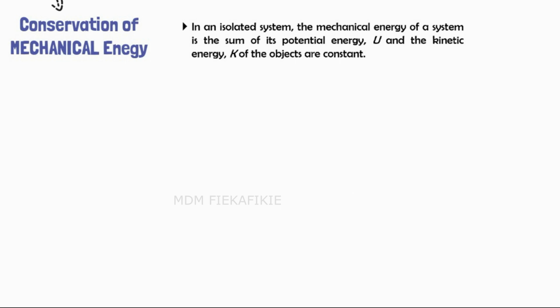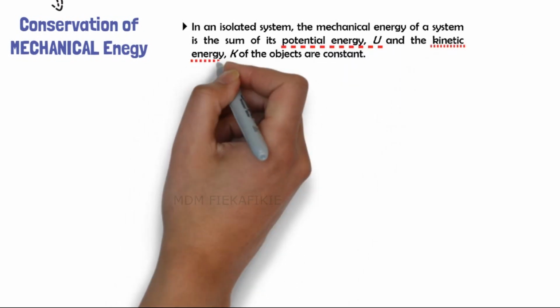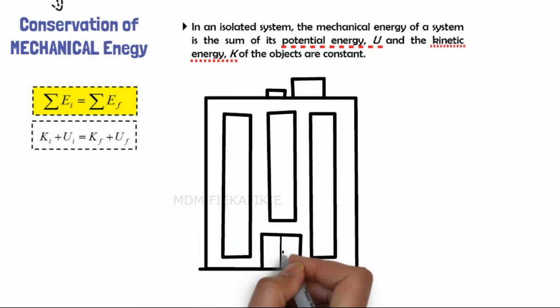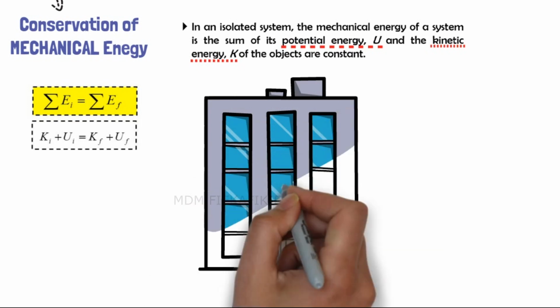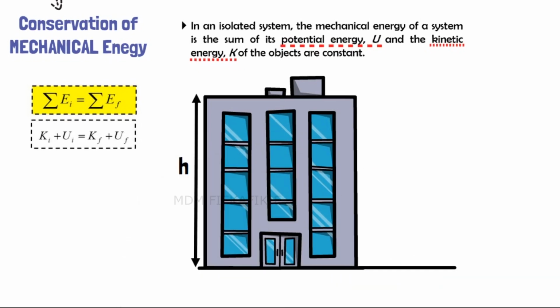So the definition of conservation of mechanical energy state that in isolated system, the mechanical energy of a system is the sum of its potential energy U and the kinetic energy K of the objects are constant. So we can write the equation as total initial energy is equal to total final energy. Dan di sini saya bawakan satu contoh di mana kita ada satu bangunan dengan ketinggian of H dan sebiji bola berada at the top of that building.